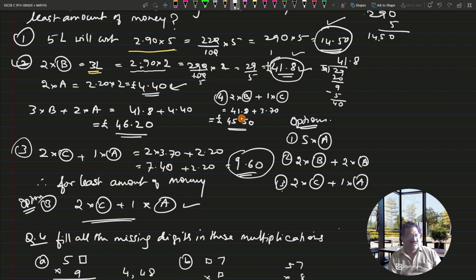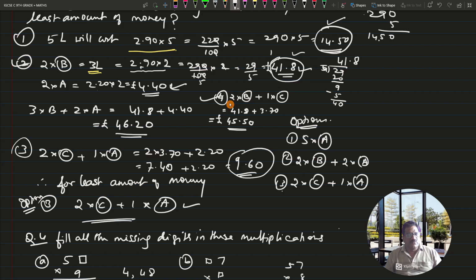3.70, because the C packet is costing 3.70 per liter. So you'll have to multiply it by 2, and then you'll have to go for that 2.20 also, and you'll have to add it. So when you do this, you will get the answer as 9.60, which is pretty less. But remember, there's one more option. The fourth option, that is, you can do one thing.